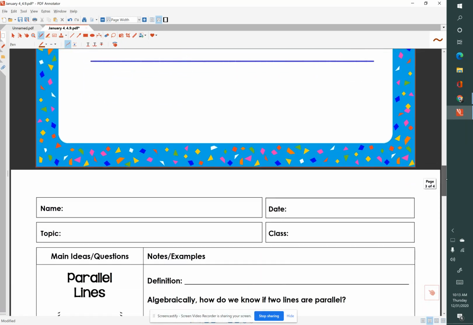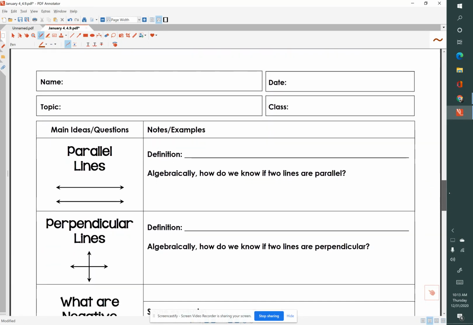We'll get back to that. So today, our topic is parallel and perpendicular lines.